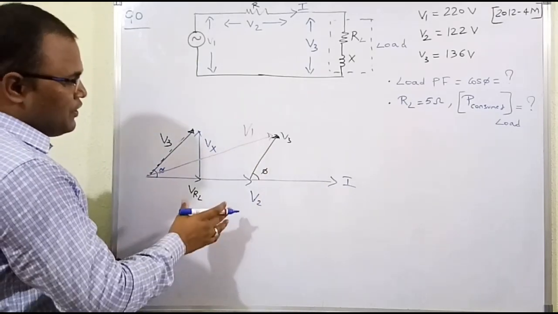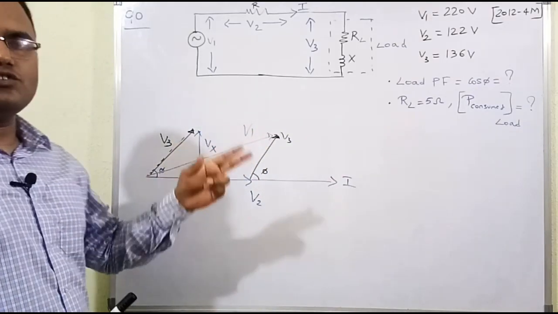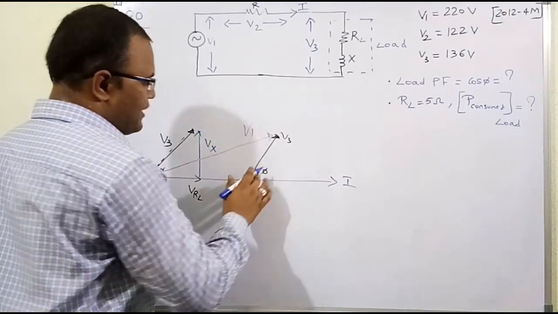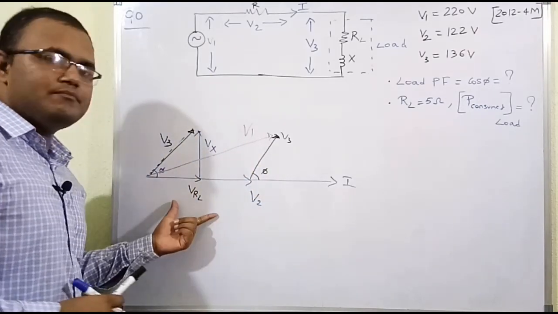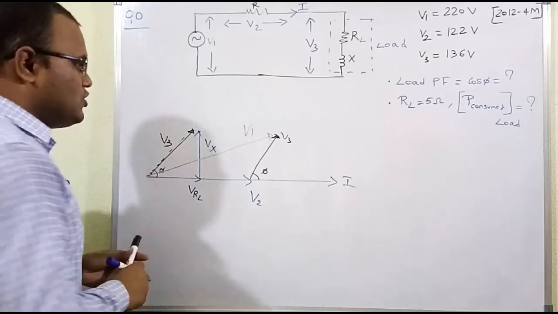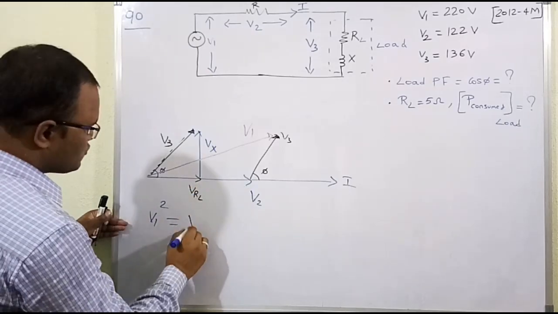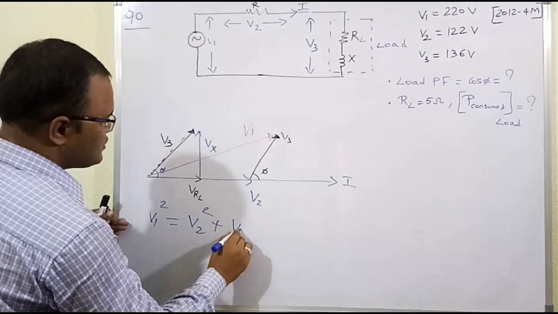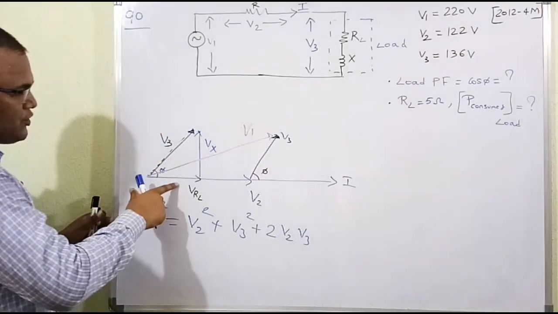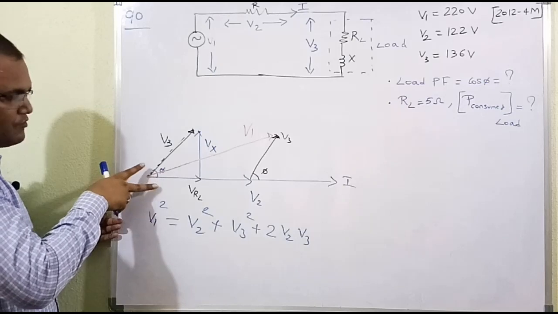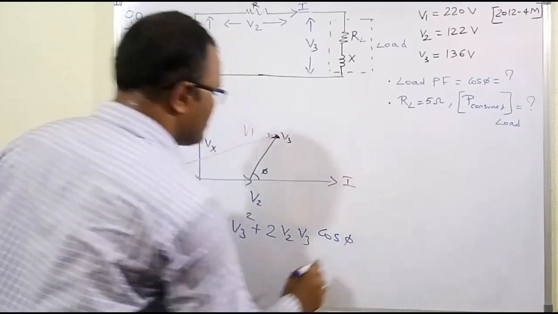So V2 value we know, V3 value we know, and V1 is also given in the question. The only thing which you don't know is phi. So now we need to write the parallelogram formula. Therefore V1 square is equal to V2 square plus V3 square plus 2 V2 V3. V2 and V3 have an angle of phi between them, so we need to write cos phi. This is the parallelogram formula.